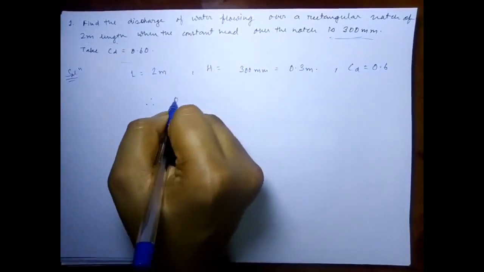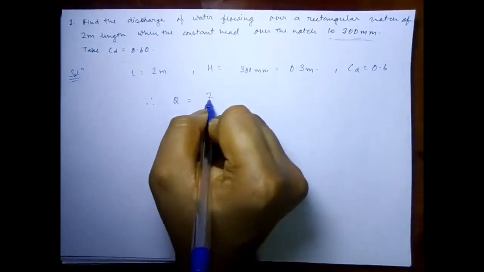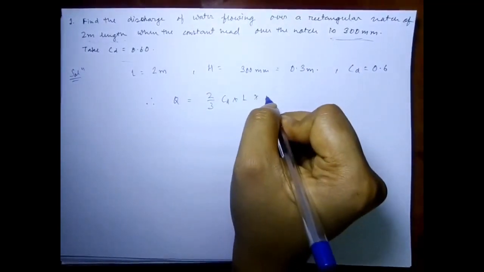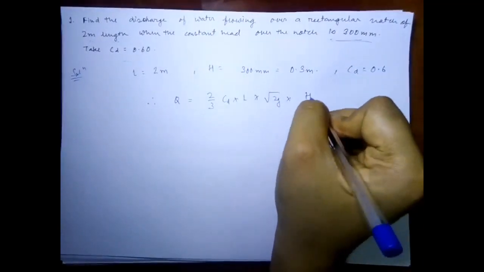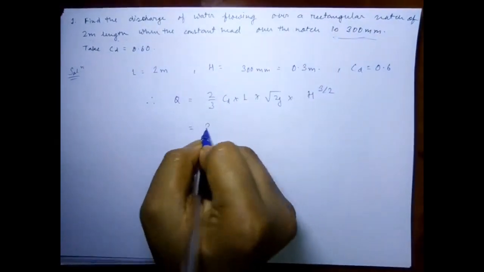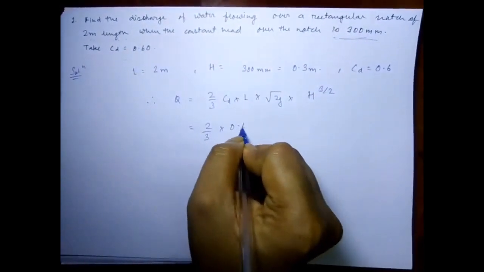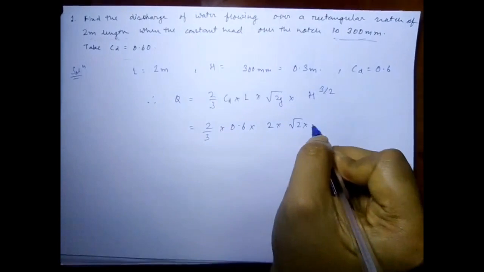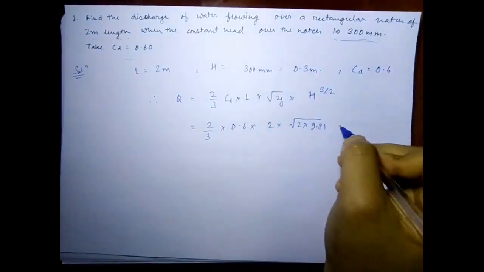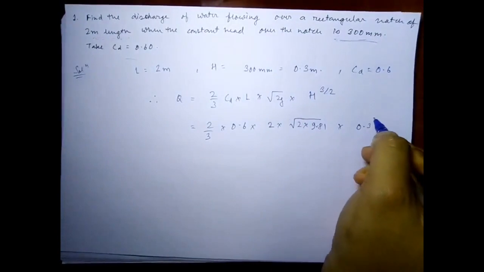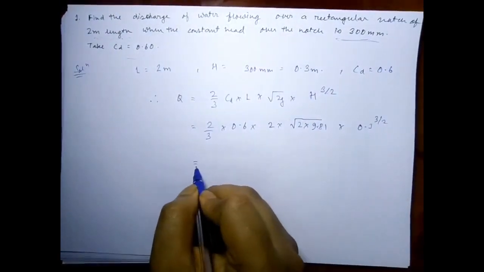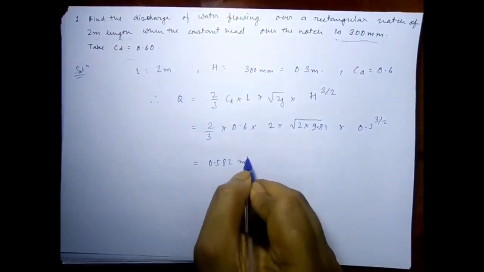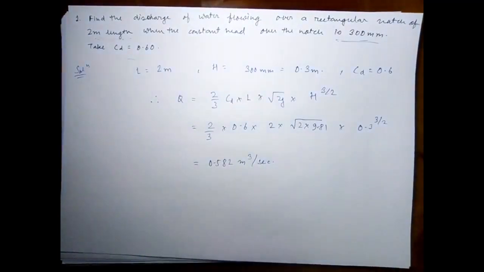So the discharge for a rectangular notch is Q is equal to 2 by 3 times CD times L times root 2g times h to the power 3 by 2, and it is equal to 2 by 3 times 0.6 times L is 2 times root 2 times 9.81 times h is 0.3 to the power 3 by 2. Therefore the discharge will be equal to 0.582 meter cubes per second.